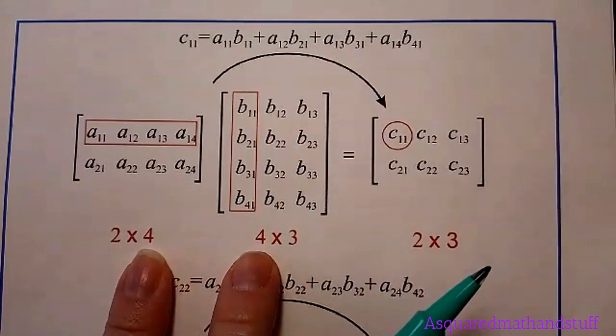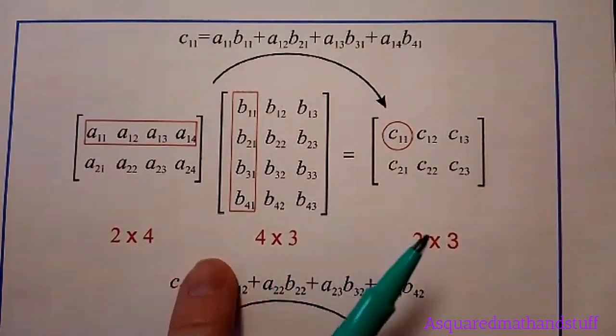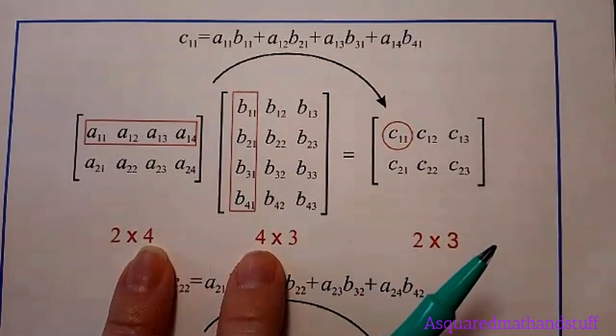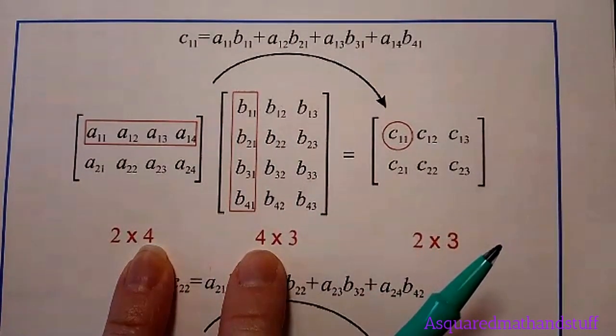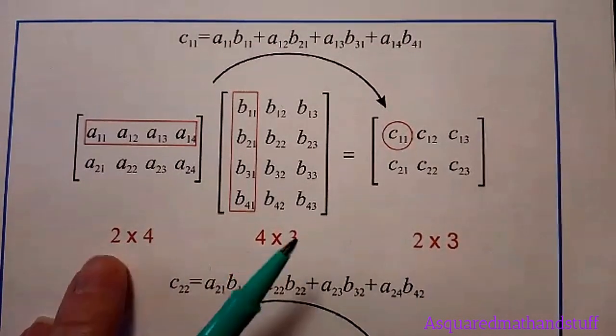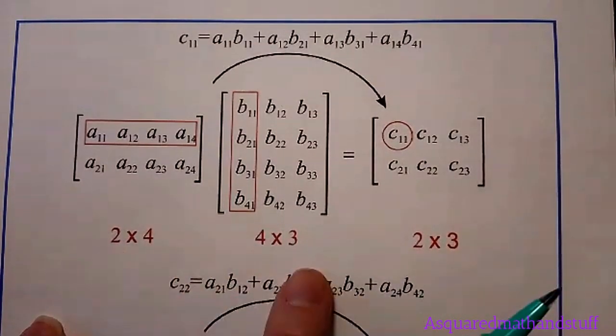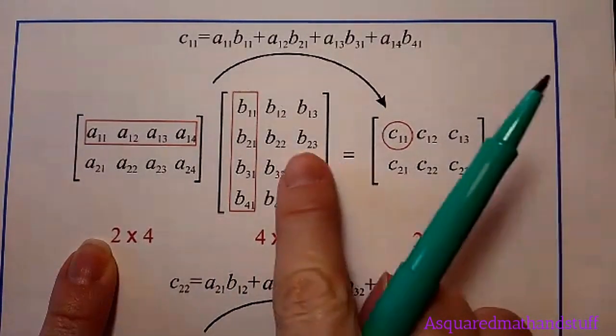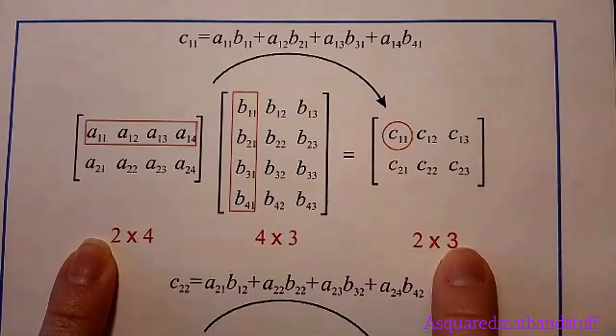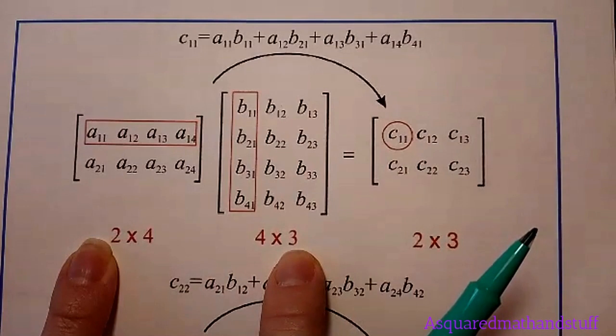These two inner numbers, I like to call them the inner numbers because when we connect these, they're the same. That means that we can multiply these two matrices together. The resulting matrix is the outer numbers, the 2 and the 3. So our final answer is going to be a 2 by 3 matrix.